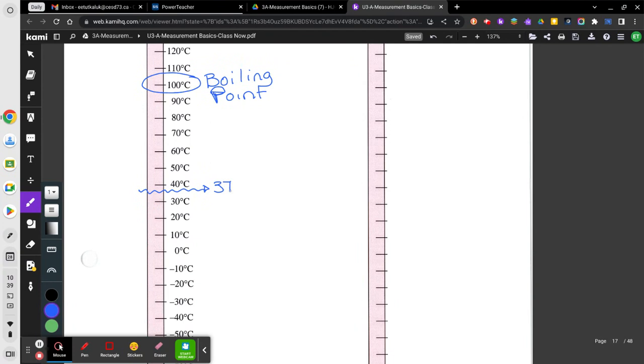So about 37 degrees Celsius, we call that body temperature. Okay, I'm circling 20. What does 20 degrees represent? No, nice try. What does 20 degrees represent? What are we sitting in? A room. So it's room temperature. Okay, so around 20 degrees is room temperature.